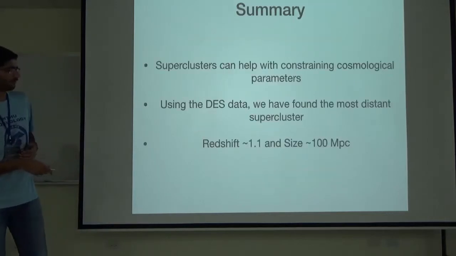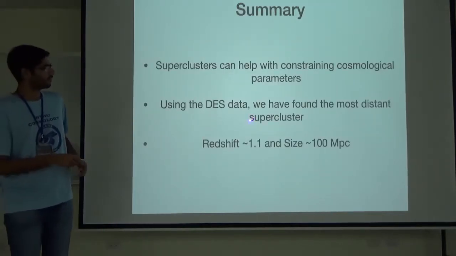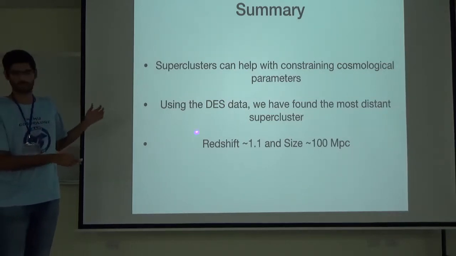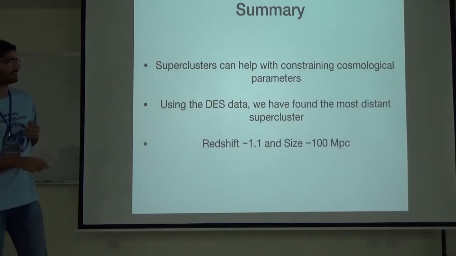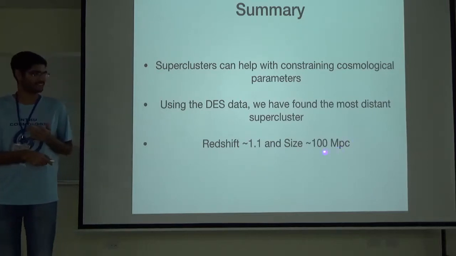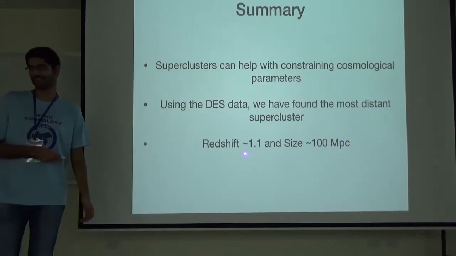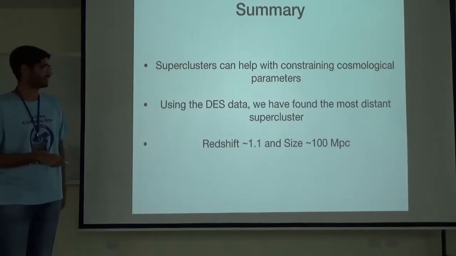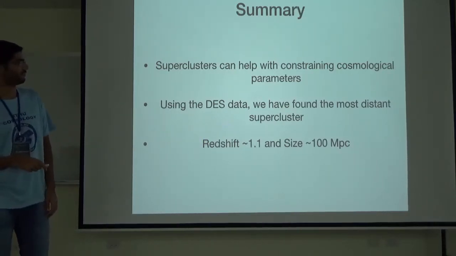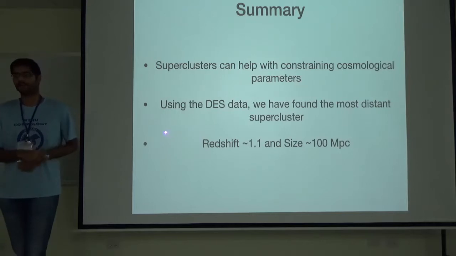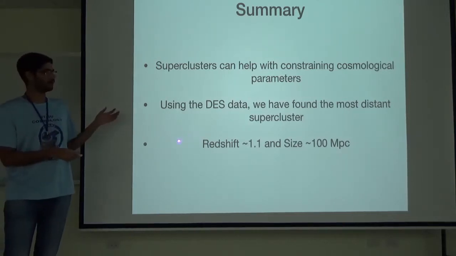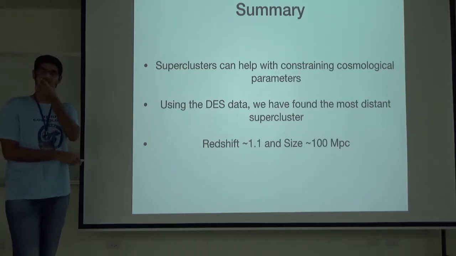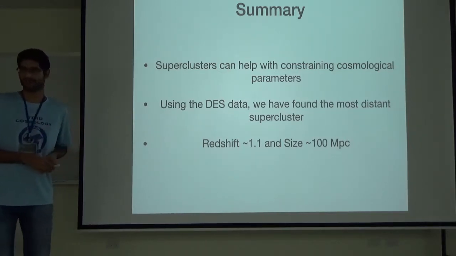In the end, I would like to present this new supercluster to you, which is at redshift 1.1, with a size of about 100 megaparsec, and is one of the farthest structures of this size ever found. We are hoping to employ this technique and find more galaxy clusters in the Akari data as well. Thank you.